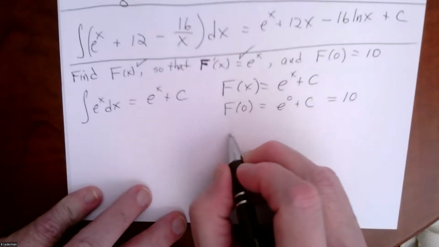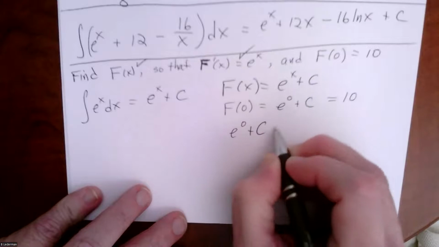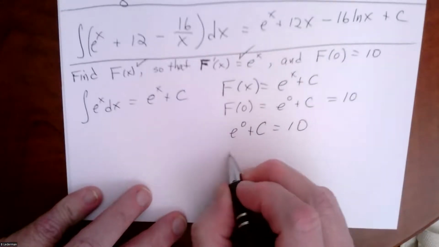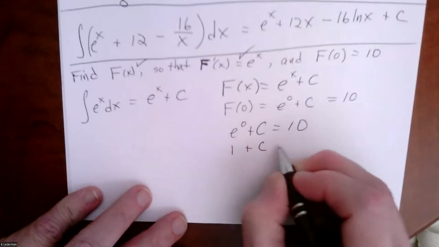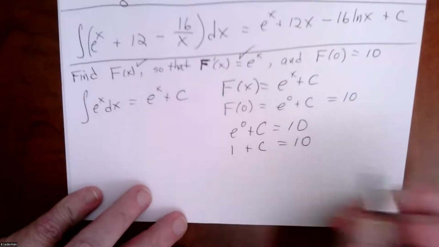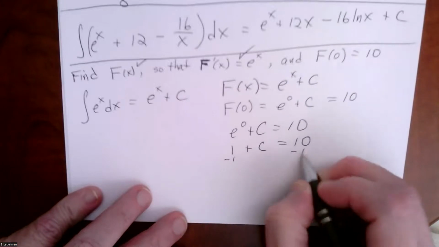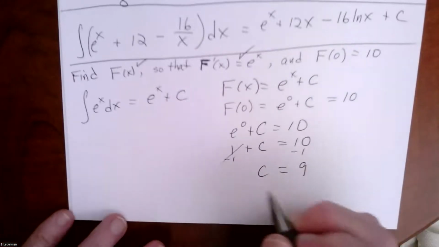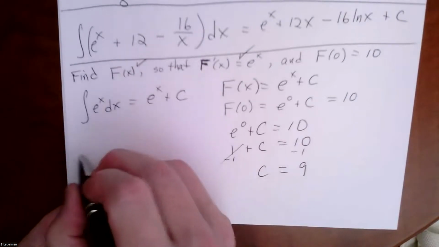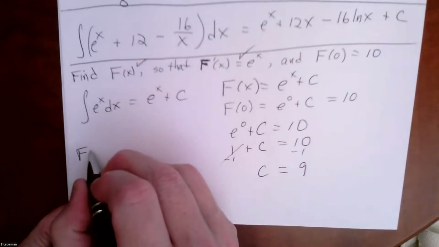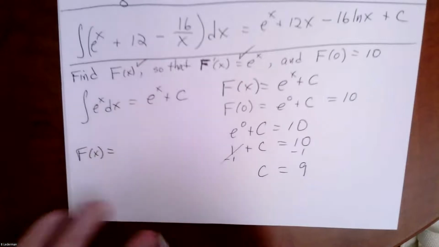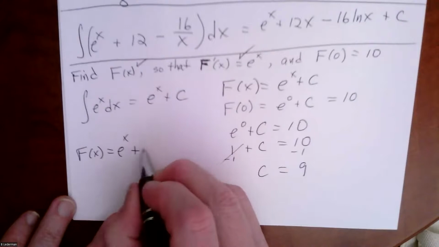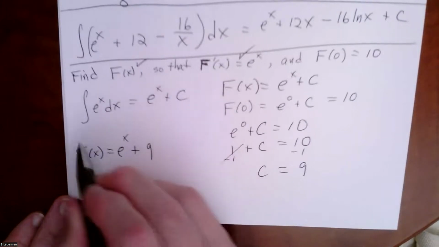So e to the 0 plus c equals 10. Well, what is e to the 0? E to the 0 is just 1. 1 plus c equals 10. Now I just subtract 1 from each side, and I get c equals 9. So my function f of x is equal to e to the x plus 9. And that's my final answer.